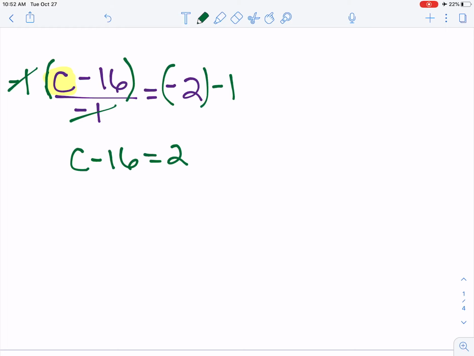So then I say, okay, well now I have 16 that's being subtracted from c. Again, the object is to get c by itself. So I'm going to undo that or do the opposite of that and do plus 16. That will cancel out, leaving me with c equals 2 plus 16, which is 18. Awesome. Let's take a look at our third example now.